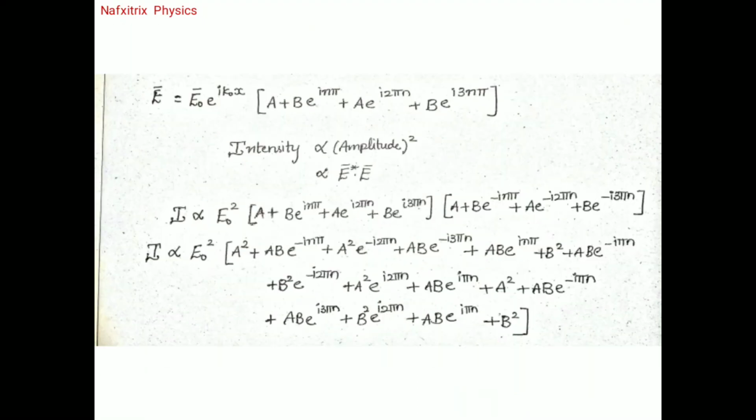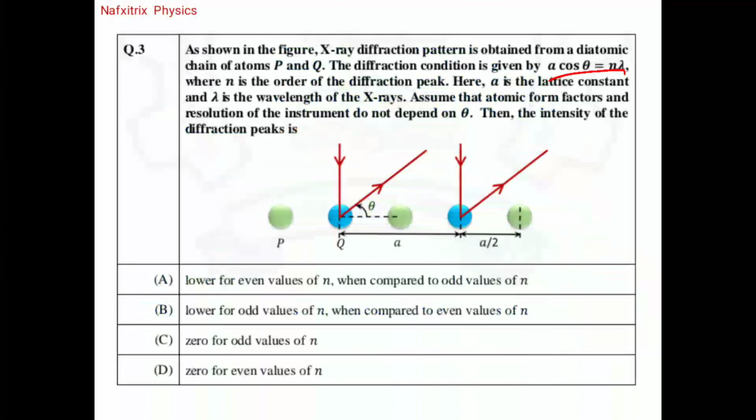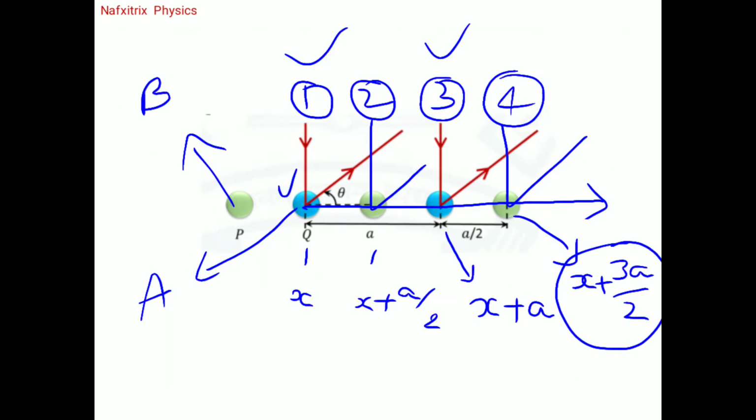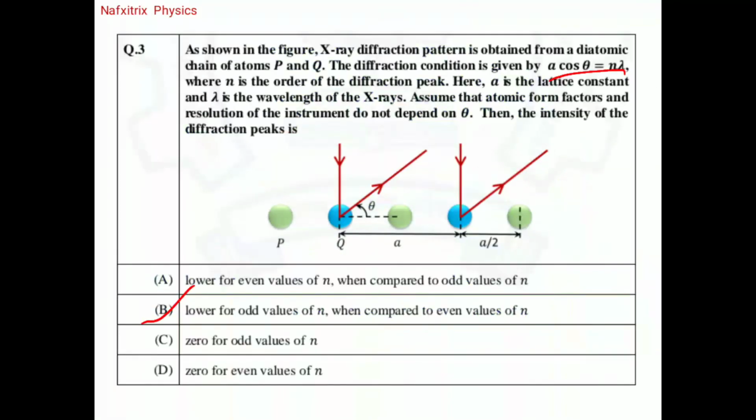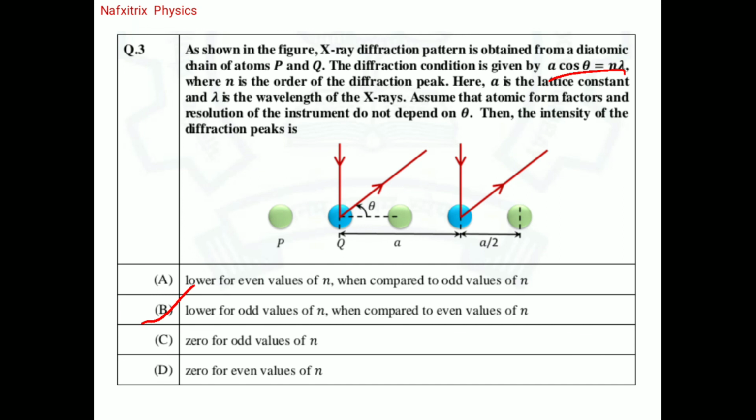Because of this reason, the intensity would be lower for odd values of n when compared to even values of n. For odd values of n we can see it is x minus y, and for even it is x plus y. Hence the intensity is lower for odd values of n when compared to even values of n. So this is the solution for this problem.